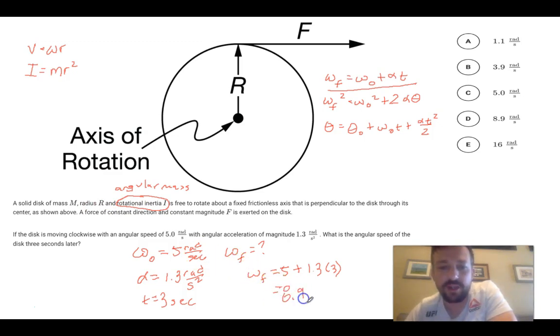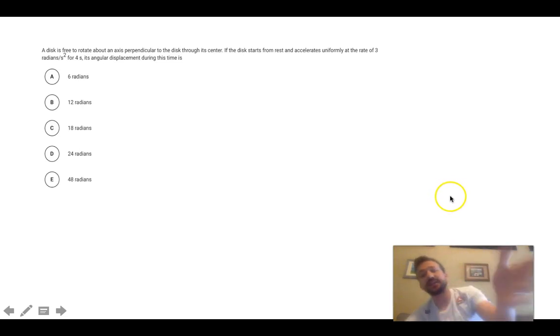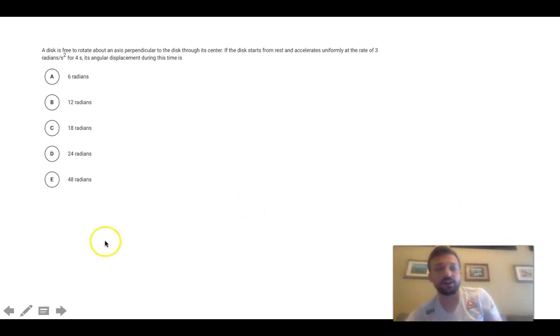Now we need to make sure we got our units correct. This is angular speed, and speed is meters per second, but we're talking about angular, so not meters, but radians. There we go. That's our answer, D. I hope that helps out. Let's go to the next one. I suggest pausing, give it a try without me, see how you do.